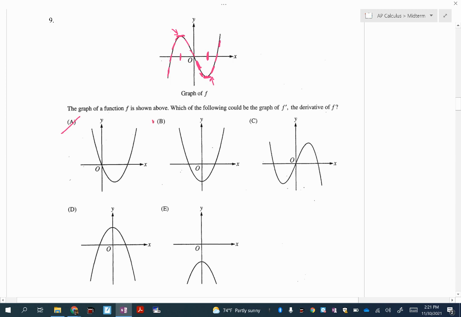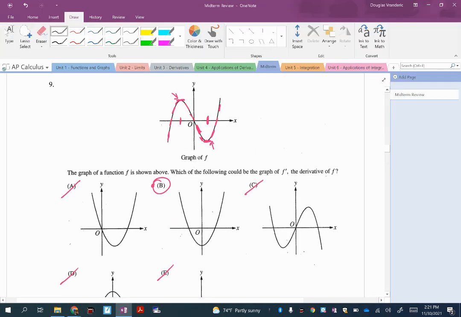B looks okay. Starting positive, crossing, then we're negative, then back to crossing and positive. C crosses too many times, it doesn't cross 3 times. D doesn't start positive, right? These are actually negative y values. And this one, E never crosses. So B is actually going to be our answer for number 9. Okay, let's go to number 10.